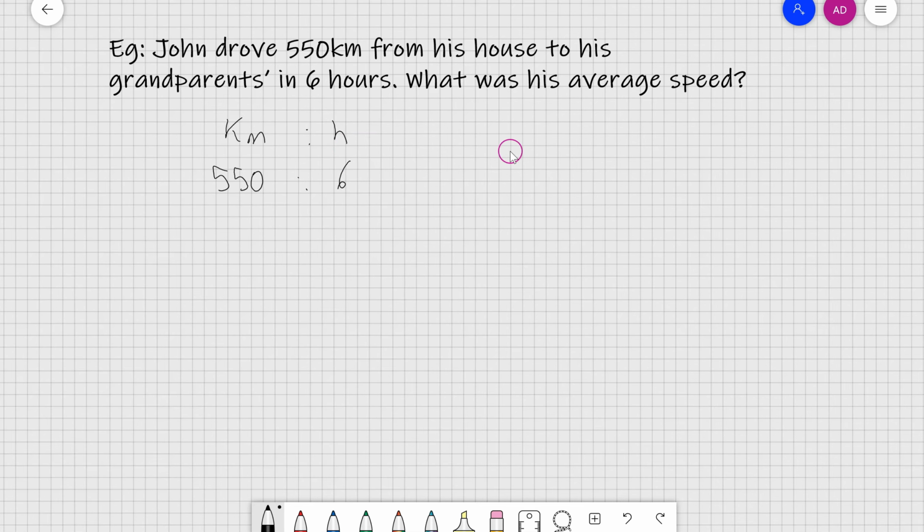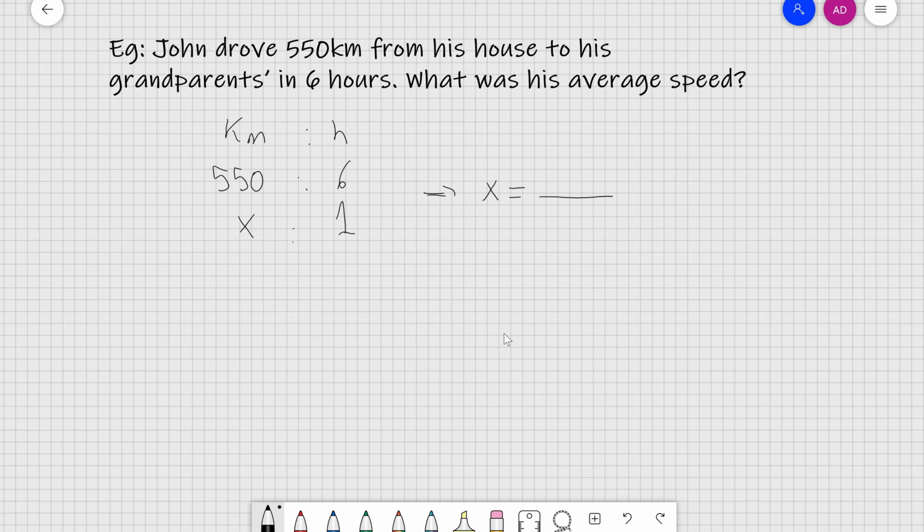So how many kilometers per hour, in 1 hour? 1 here. How many kilometers? We don't know, x. Obviously in 1 hour, in less hours, he drove a shorter distance. X equals, so it's a direct proportionality. Less time, less kilometers.